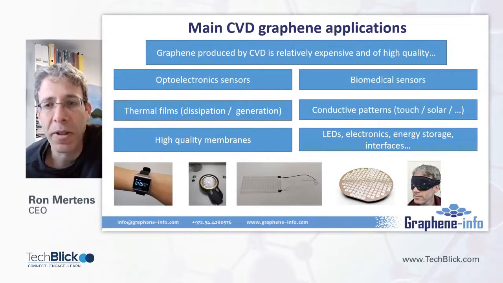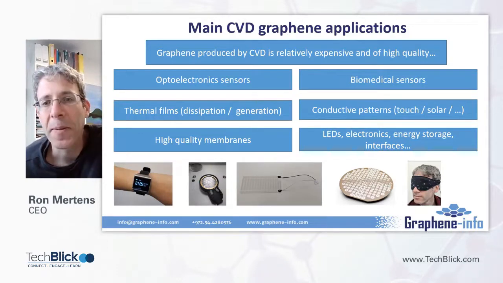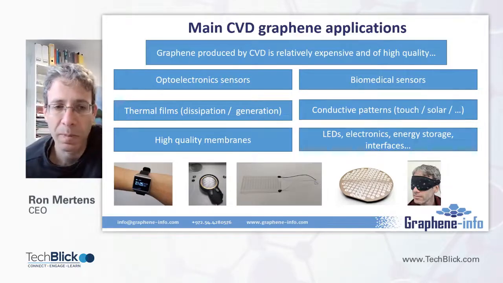CVD graphene can also be used to deposit conductive patterns, such as the ones used in solar panels or touch panels. High-quality graphene sheets can also be used to create membranes of all sorts. And finally, there are other applications for CVD graphene. For example, electronics interfaces, energy storage applications, which can use graphene films in batteries, this is one good example, LED devices, and more.